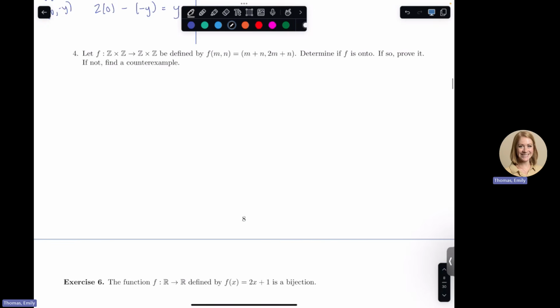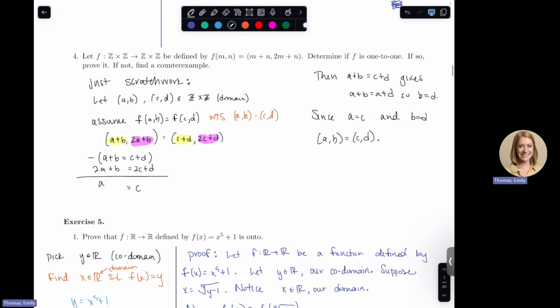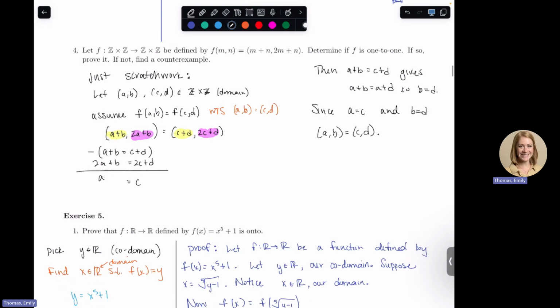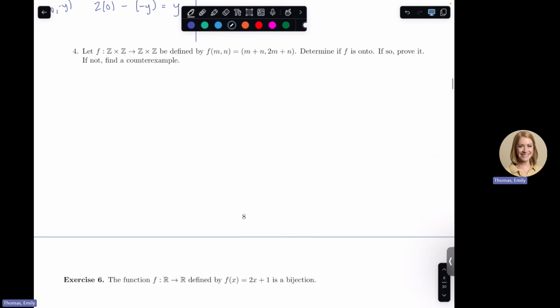Okay, so let's do this last onto proof. This is the same function that we just did, but it's not actually on your homework, right? Not that one. But this is the one we just showed: (2m plus n, m plus n)... We just showed it's 1-to-1. Now we're going to show it's onto. Good? Okay.